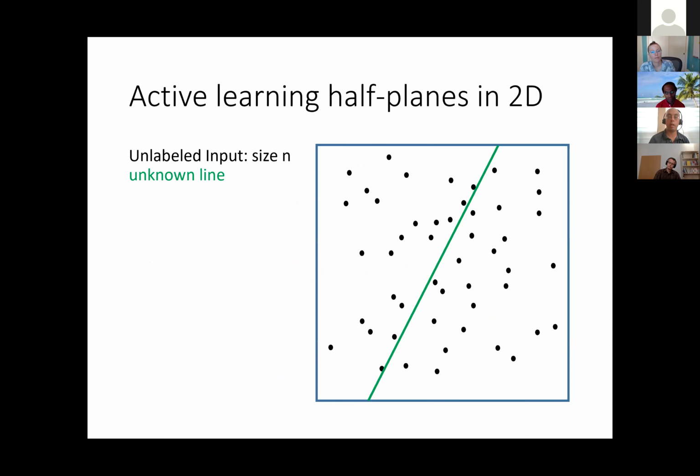So here's going to be the algorithm. And the algorithm is going to look very, very different from the standard binary search. So again, what is my input? It's the size n point set that I know.